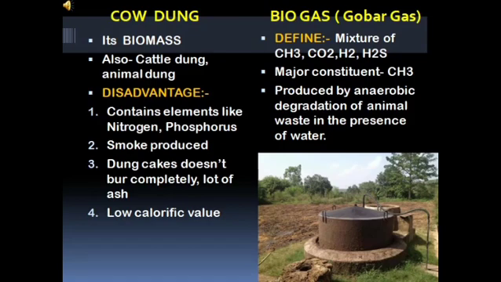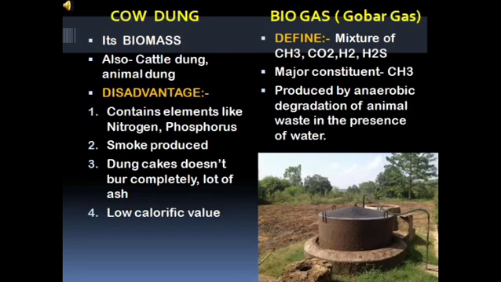But what is the use of biogas? We can also call it gobar gas. It is defined as a mixture of methane, carbon dioxide, hydrogen and hydrogen sulfide. I have written their chemical formulas. Major constituent in biogas is methane. This question is asked in 1 mark. It is produced by anaerobic degradation of the animal waste in the presence of water.